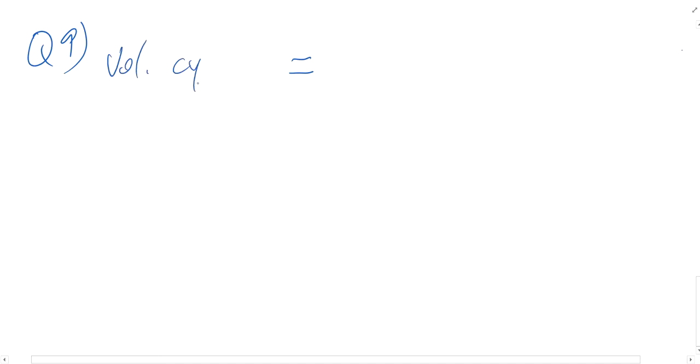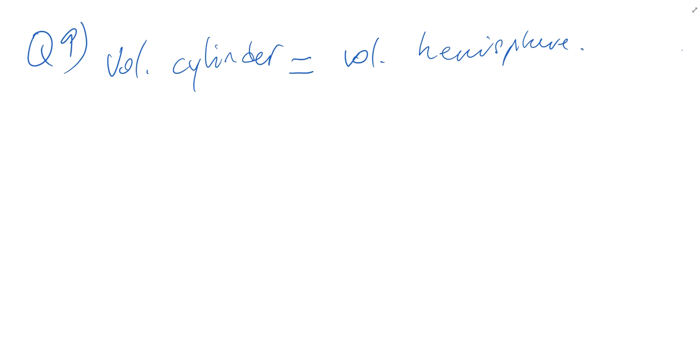Volume of cylinder equals volume of hemisphere. Do you have this as your first statement, or at least the substituted values? What is the formula for the volume of a cylinder? If you forget, it is pi r square h. Is it written over here? Oh, it's not at the front. So you are expected to remember it.